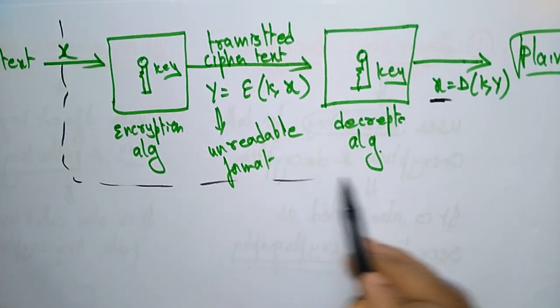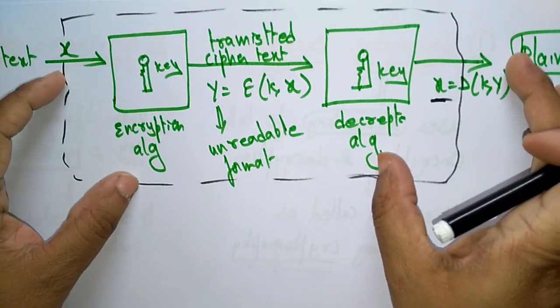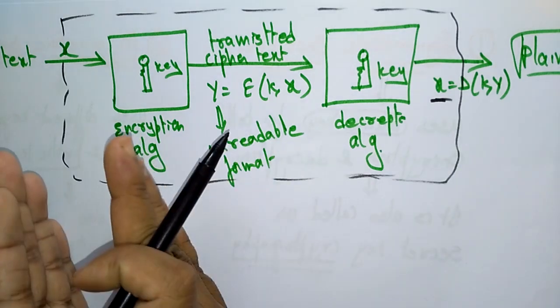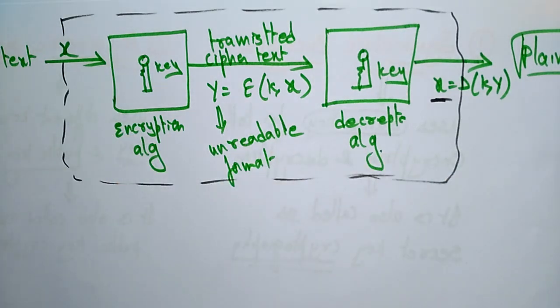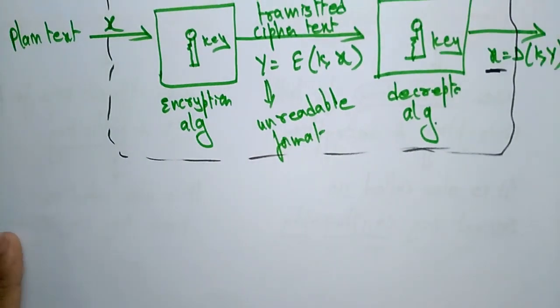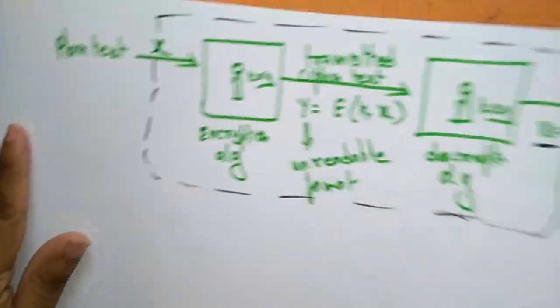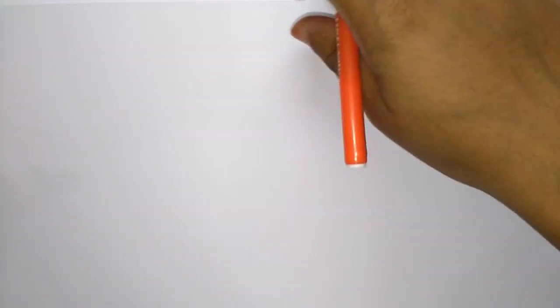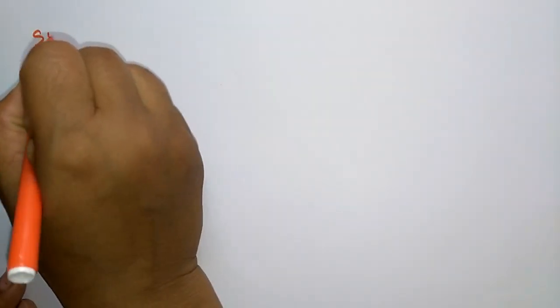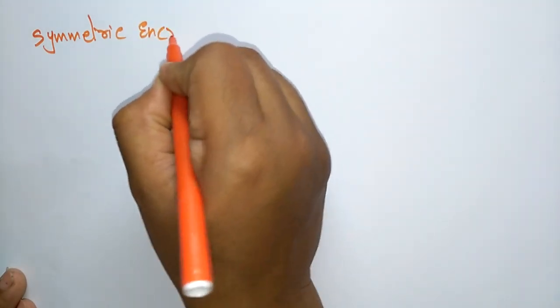This complete section you call cryptography: encrypted, decrypted. Okay, so let me show you the difference between the two common types of encryption, the symmetric and asymmetric. Let me take a fresh page. So, symmetric encryption.